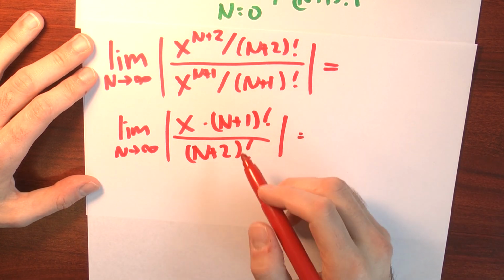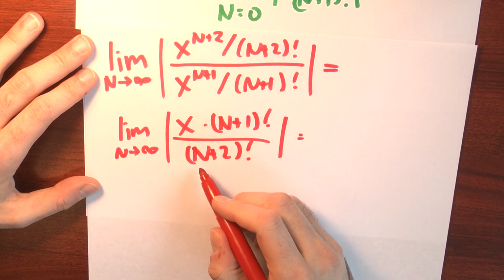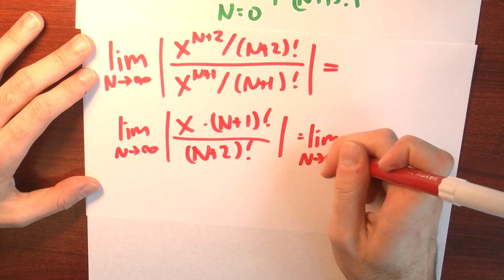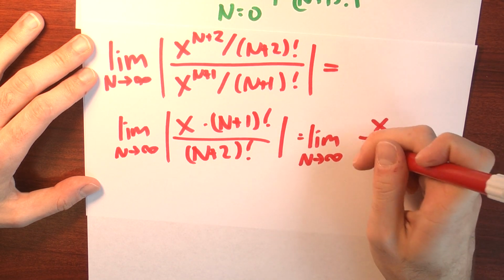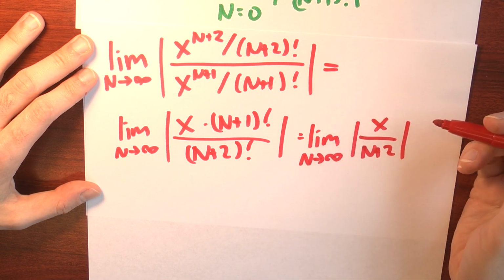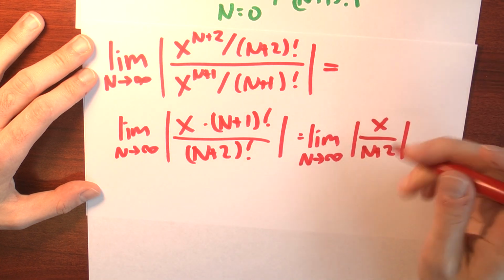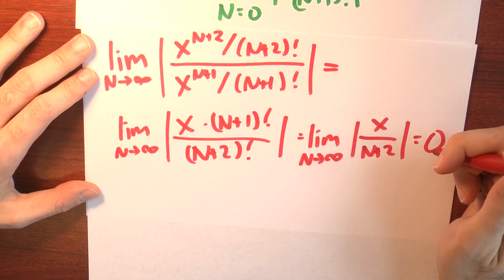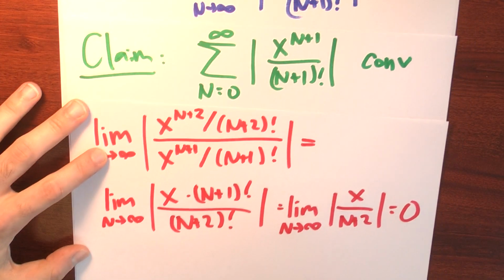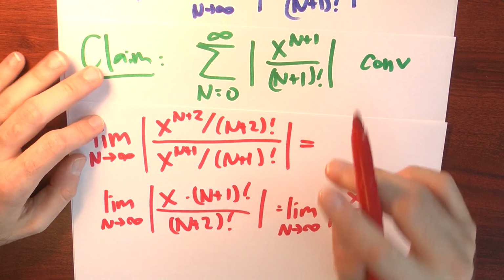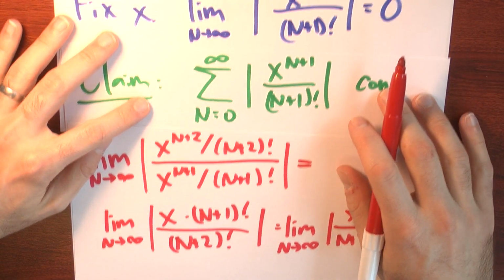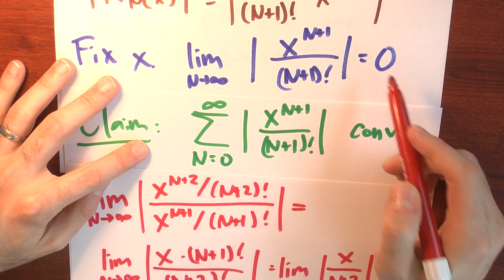But now what's this limit? Well, I've got an N plus 1 factorial in the numerator and an N plus 2 factorial in the denominator. So this is the limit as N approaches infinity of x over just N plus 2. And what happens now? x is fixed, big N is approaching infinity, so this limit is equal to 0. 0 is less than 1, so by the ratio test, this series converges, and therefore by the nth term test, if you like, because the series converges, that means that this limit is equal to 0.